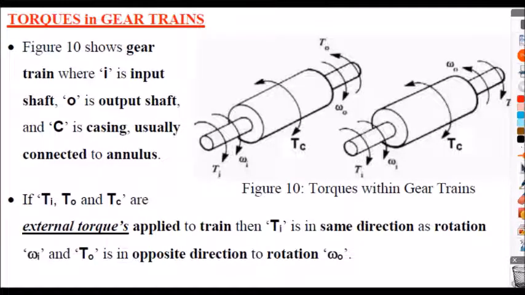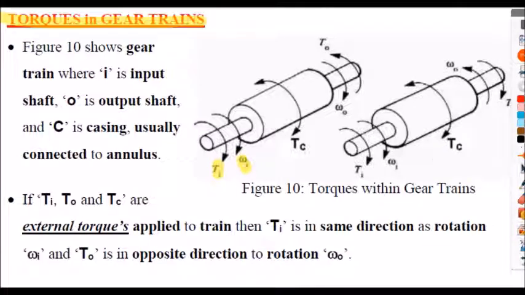So let's talk about torques in gear trains. Figure 10 shows a gear train where we've got an input shaft, shown over this left hand side here, and an output shaft. And this C notation here is called the casing or hold down torque, you'll see in a moment. What we're showing here is an input torque applied to the shaft, T_i, and we've got the angular velocity of the shaft. Notice that they're going in the same direction. T_i and the angular velocity go in the same direction.